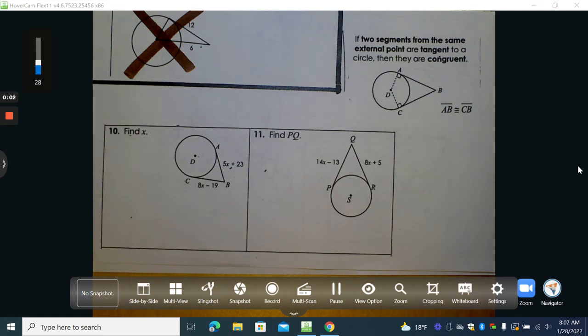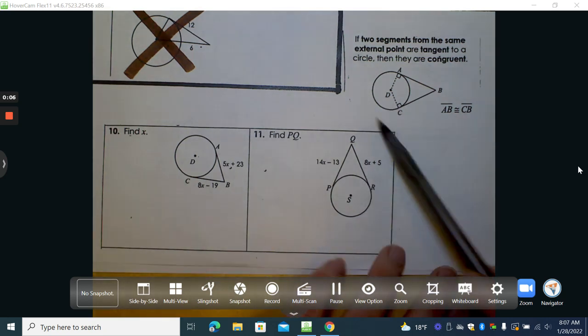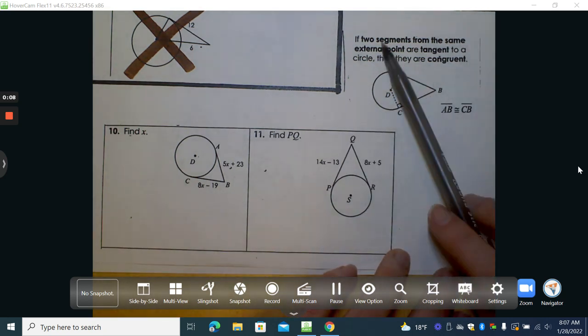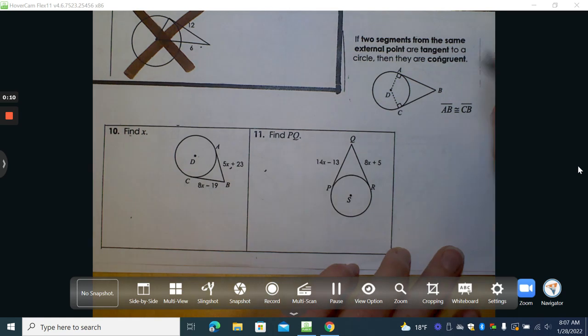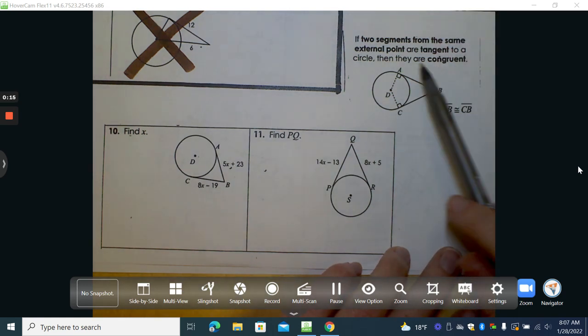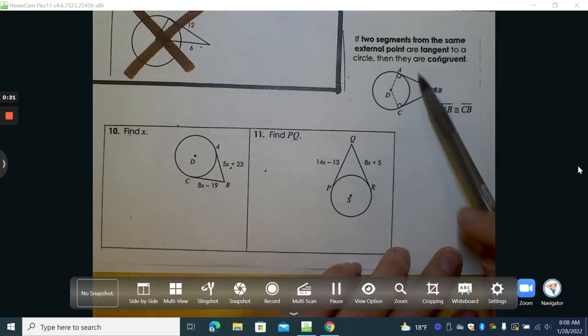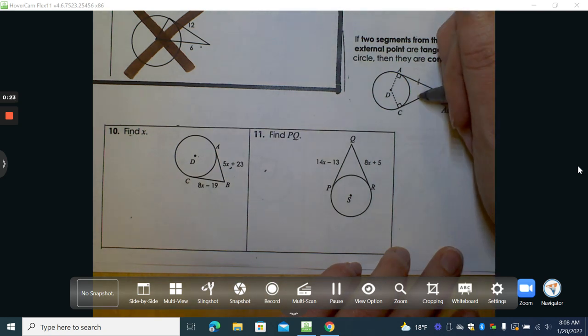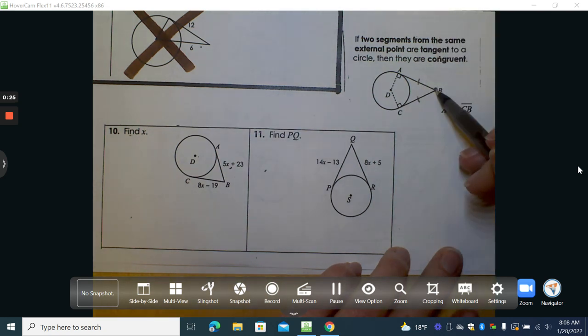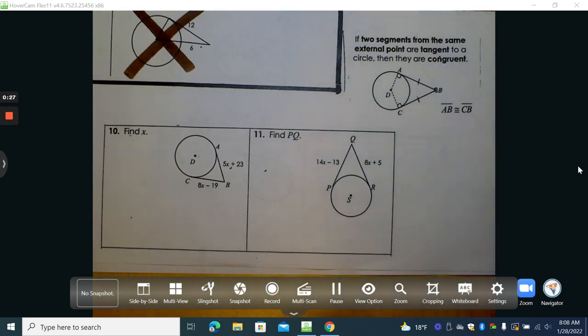All right, we are at task 6 at the bottom of that second page, number 10 and 11. There's this new point right here. If two segments start from the same external point, so if they start at the same spot over here at B, and they're both tangent to a circle, so they both make right angles here, then essentially they are congruent. They are equal to each other. AB equals CB. They're the same length.